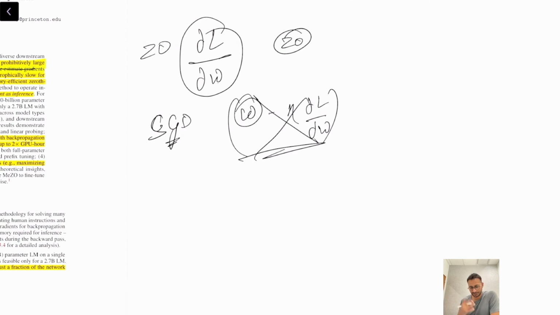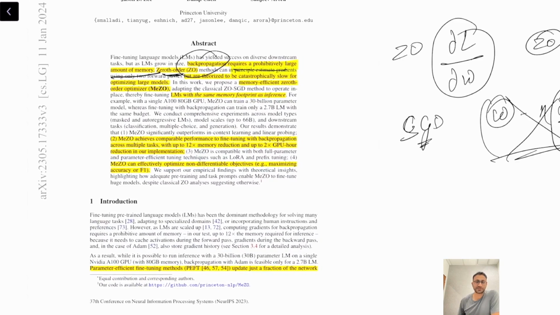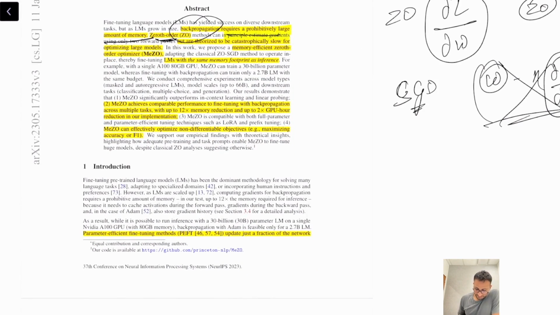And how we get rid of this step is by estimating this gradient with just forward passes. We'll get to how this all works. And it's memory efficient because now you don't have to store the gradients and you only need to do forward passes. So there's no gradient storage, there's no activation storage, and it's similar to doing inference.